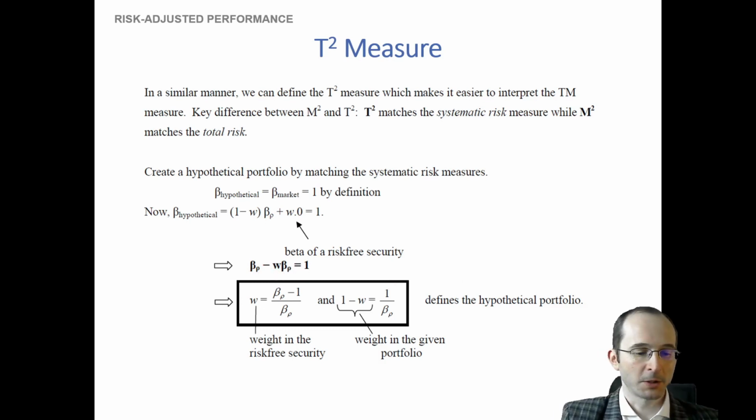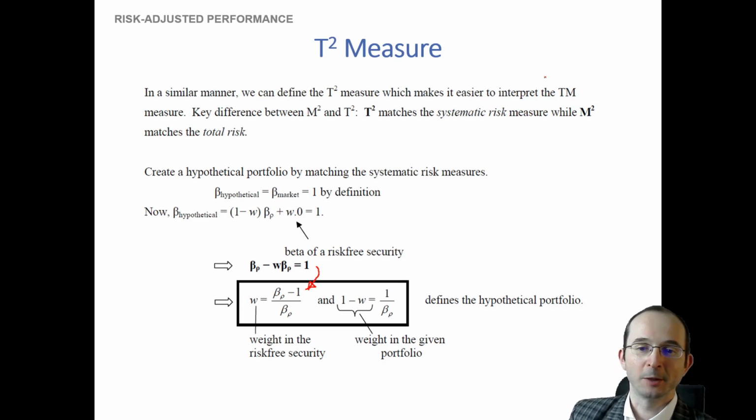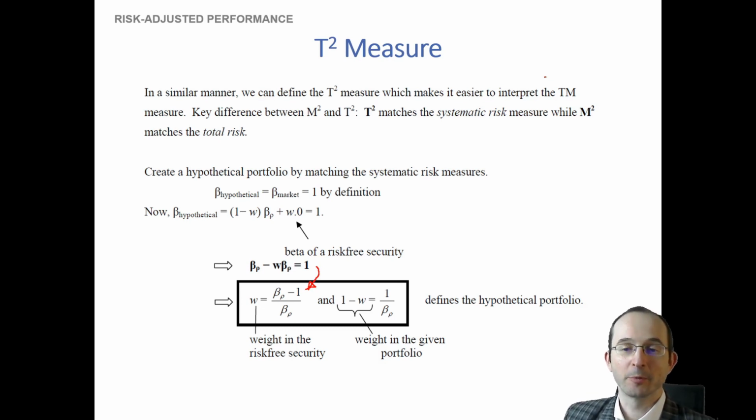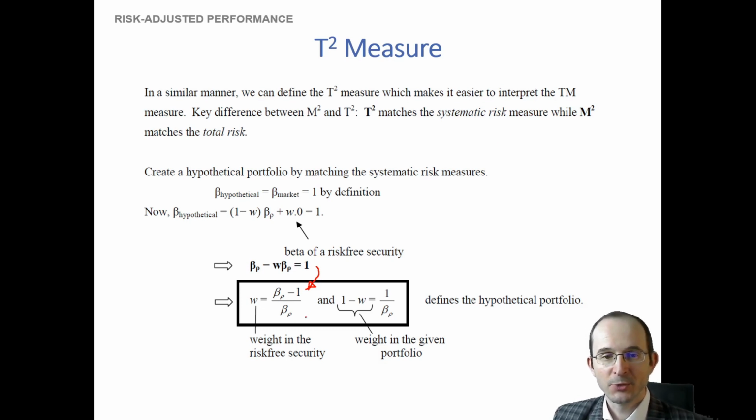And if we rearrange it to solve for W, just as we had previously rearranged our hypothetical portfolio solution to solve for W when we were setting total risk equal to that of the portfolio, now we can solve for W such that our systematic risk is equal to that of the portfolio. So here is the weight that we are taking in the risk-free asset. Here is the weight, 1 minus that, in the candidate portfolio.